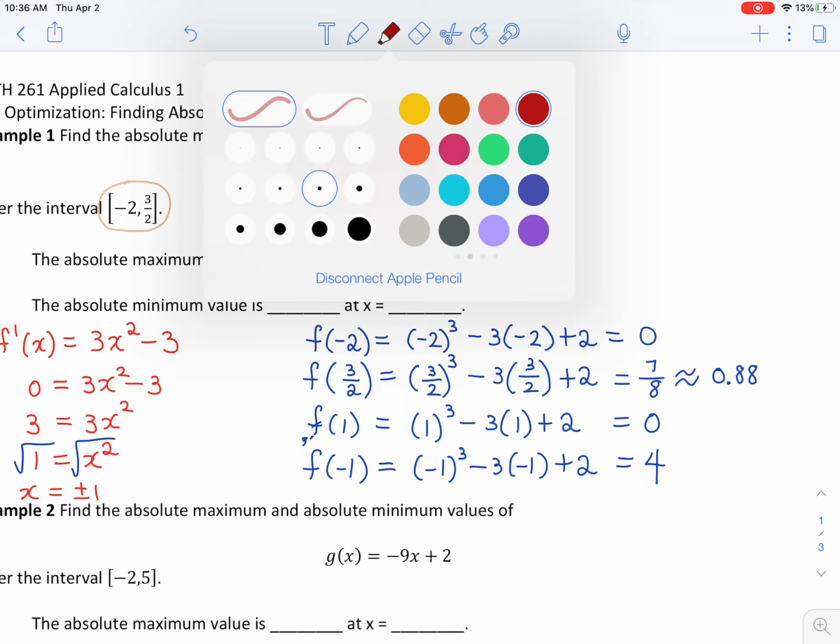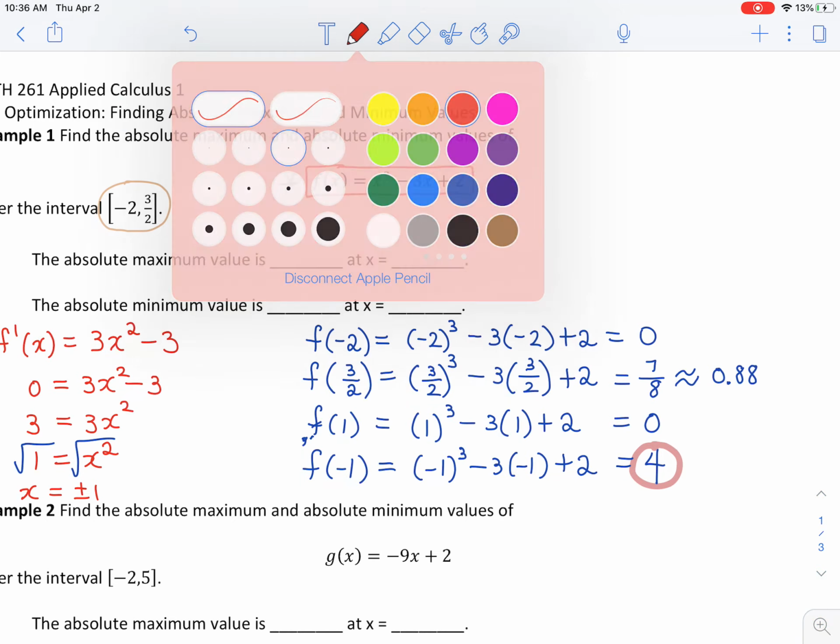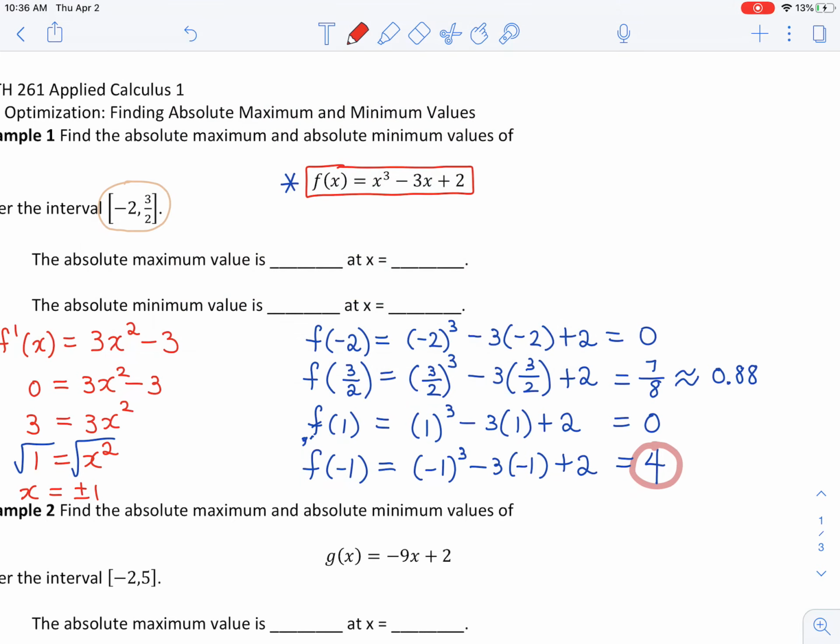So let me circle some of these. Which one of these y values was the greatest? Notice 4 was the greatest y value, right? So our absolute maximum value is 4. And this happens at x equals negative 1 because that was the greatest y value that we got from plugging in, right? Now let's look at the absolute minimum.